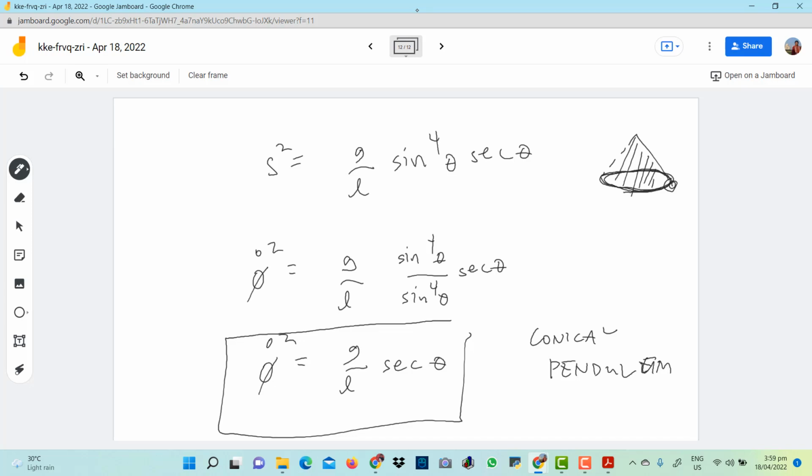Okay? This is a simple pendulum. Conical pendulum is this. And if you combine the two, it swings and it revolves, that is a spherical pendulum. So, simple pendulum, conical pendulum, and then the spherical pendulum is a combination of the two. Okay? And that's it.